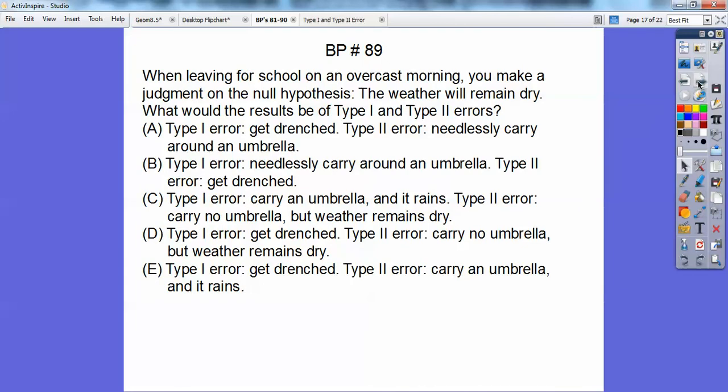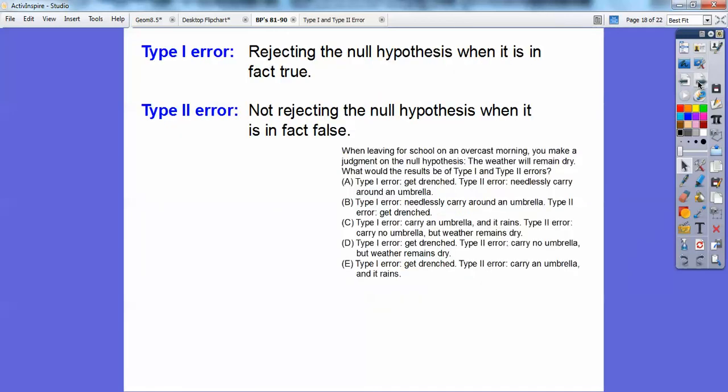So when leaving for school on an overcast morning, you make a judgment on the null hypothesis: the weather will remain dry. What would be the results of a type 1 and type 2 error? I covered type 1 and type 2 error in a different lesson, I just did it yesterday, I think.